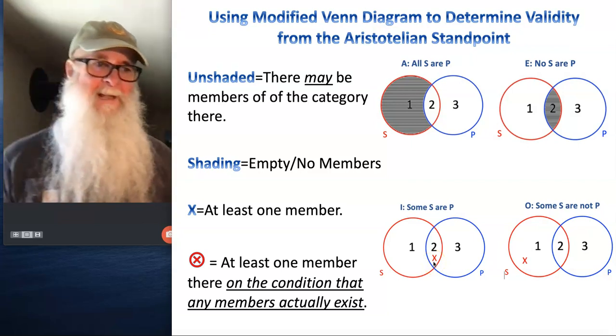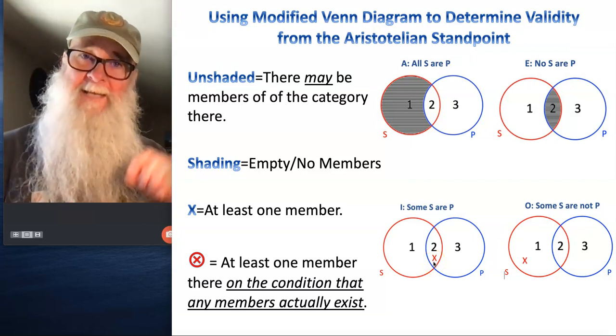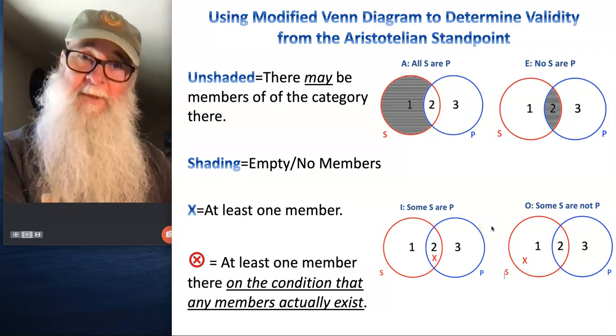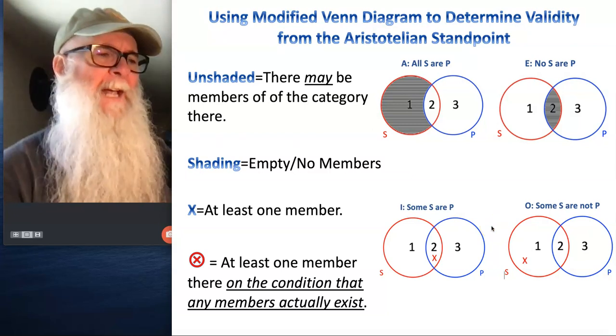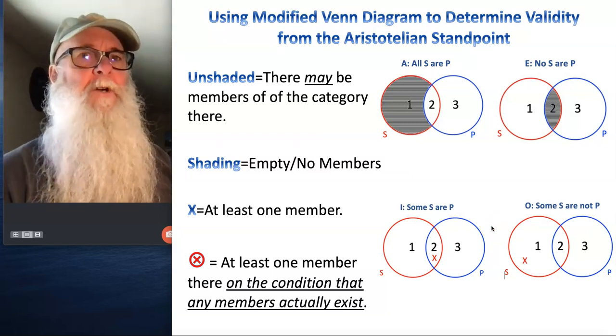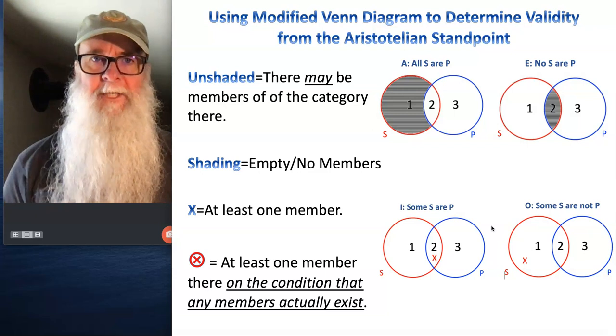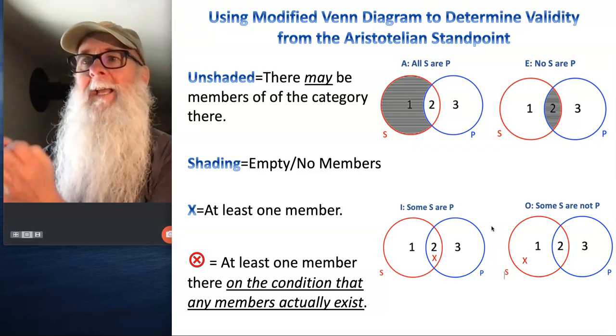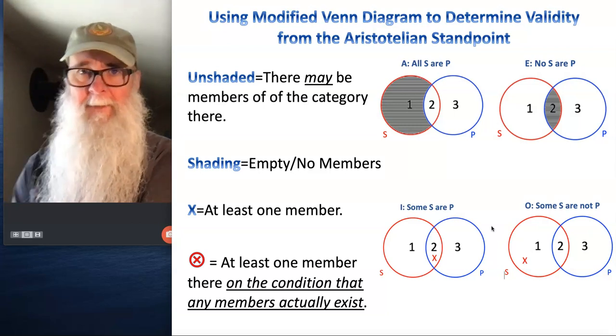Okay? So a circled X is made of two components. It has an X that's performing a similar function to the plain X. It's saying there's at least one thing in this area of the Venn diagram. But that circle around the X is sort of like a caution or a caveat. It's a hedging of the bet. It's saying, yes, there is something here, provided there's anything here, okay?